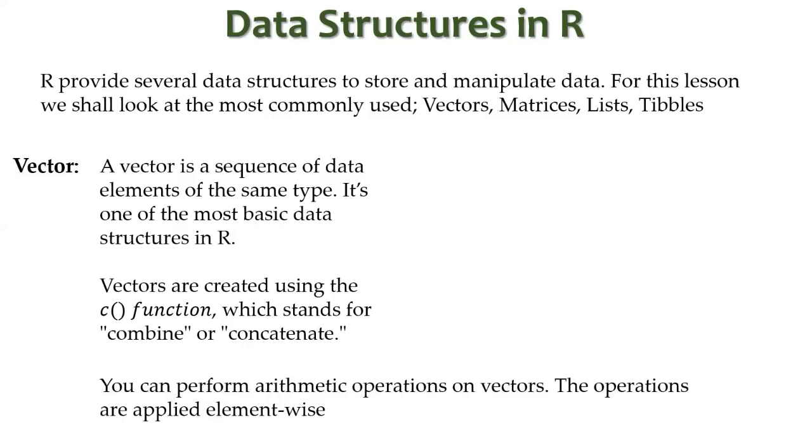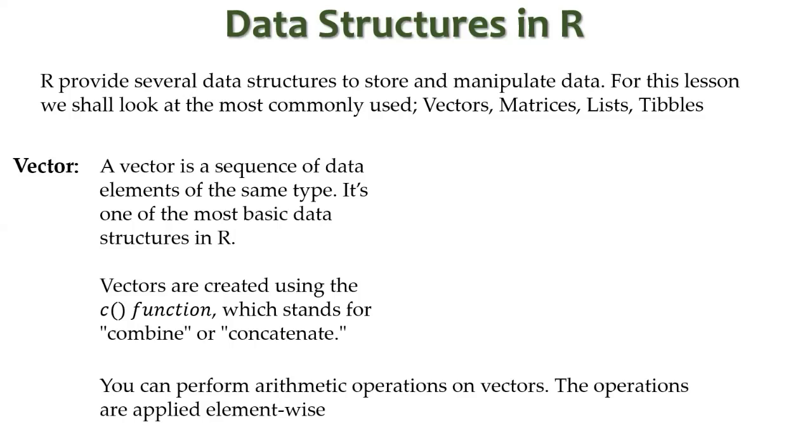But when you bring the c, R will know that you are trying to combine more values in the brackets. So the c means combine or concatenate. You can perform arithmetic operations on vectors, and the operations are applied element-wise. The arithmetic operations are addition, subtraction, multiplication, and division. You can only do that for numeric vectors.